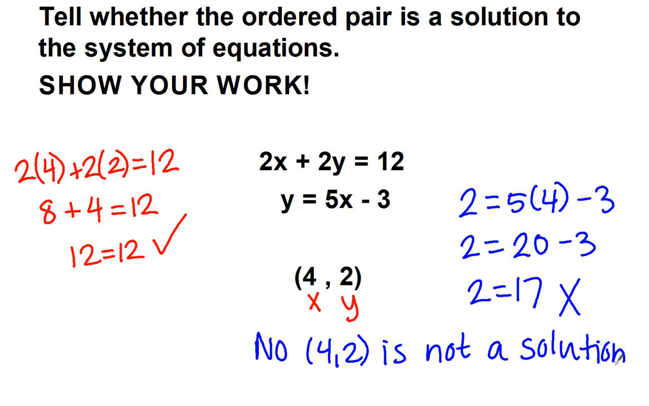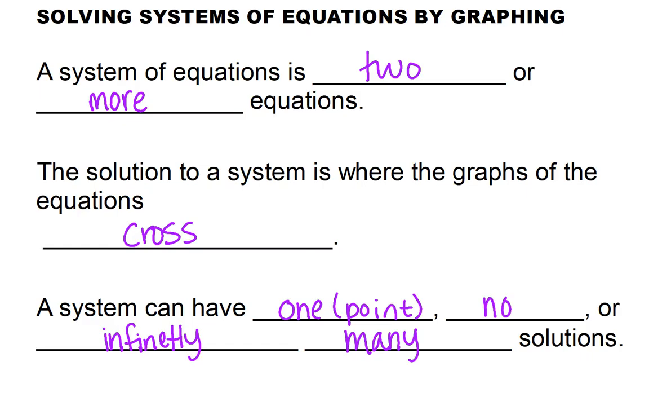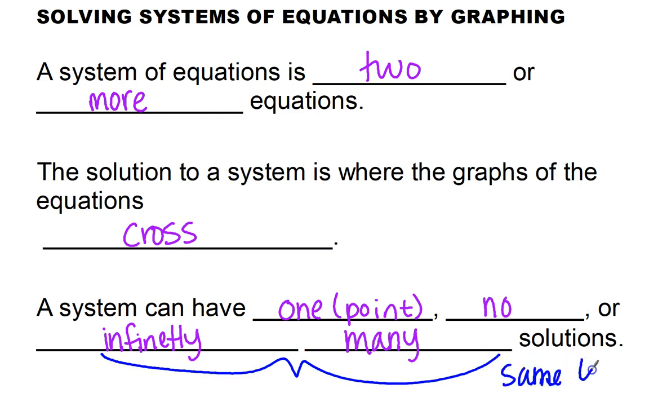We're graphing the two lines. It's a system. There's more than one equation there. Where they cross is the answer. If they never cross, it is no solution. The only thing we didn't have an example of that I want you to write down is right here where it says infinitely many solutions. If it's infinitely many solutions, that means that it is the same line. So if it wanted me to graph y equals 2x plus 3, and then it wanted me to graph y equals 2x plus 3, and it was the exact same line, that's infinitely many solutions, because it's the same line on top of each other.